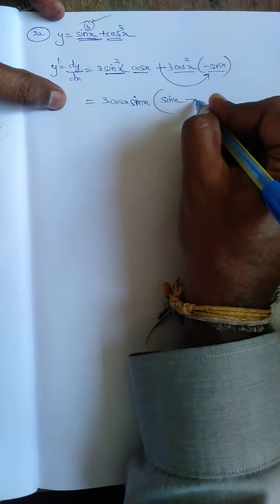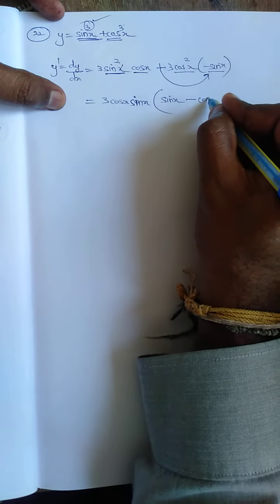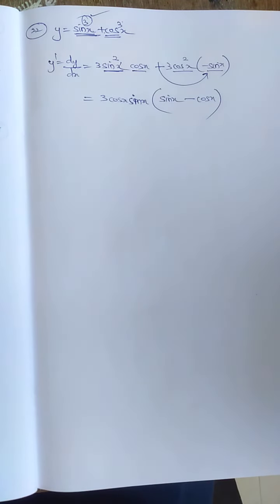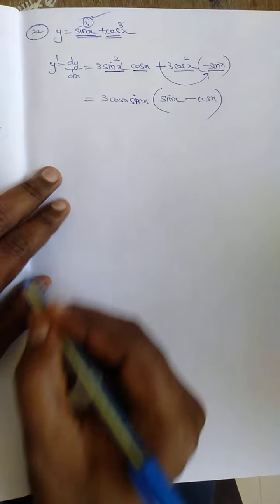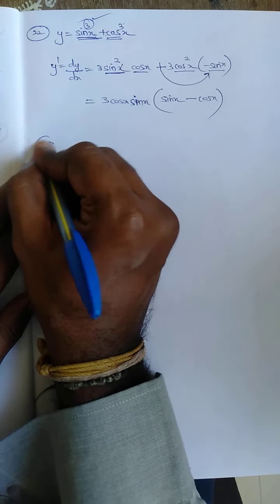Plus into minus, minus. Cos x sin x moved, remaining cos x. That's all, answer is over. If you easily understand, the sum is going to be easy. Next sum number is 23.